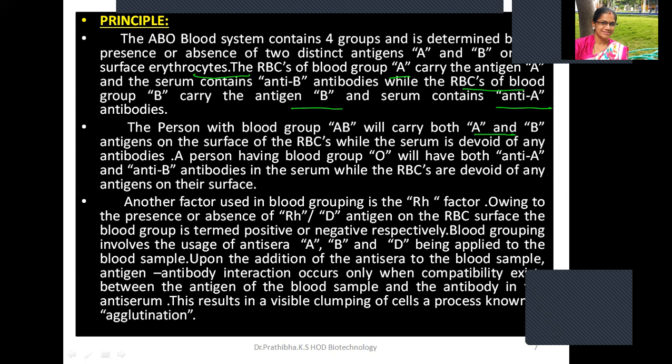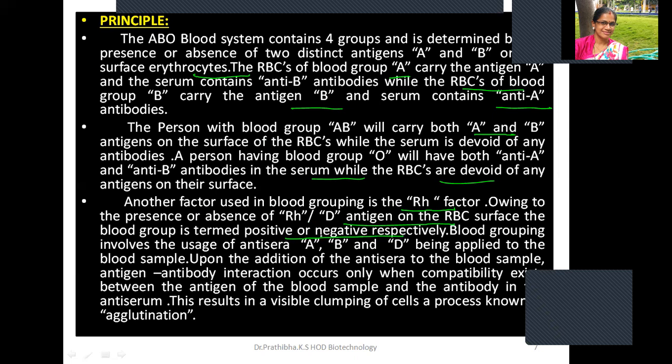This particular information I'm going to show you in the tabular column. Have patience. A person having blood group O will have both anti-A and anti-B antibodies in the serum, while the RBCs are devoid of antigens on their surface. Other than the A antigen and B antigen, we have another factor used in blood grouping, that is the Rh factor. Owing to the presence or absence of Rh or D antigen on the surface of the blood group, it is termed positive or negative respectively.